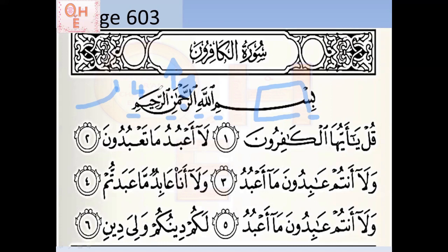Ar-Rahim, Al-Kafirun, Ta'budun, and so on. So I have to be sure how many beats I start my stopping with, so I continue all my stopping with exactly the same count.